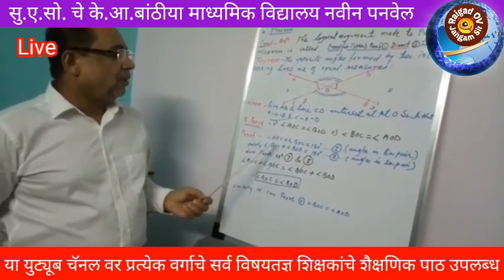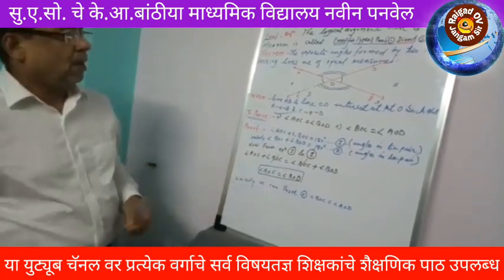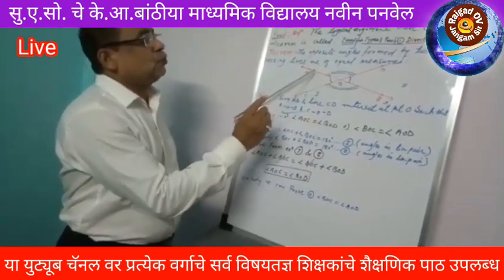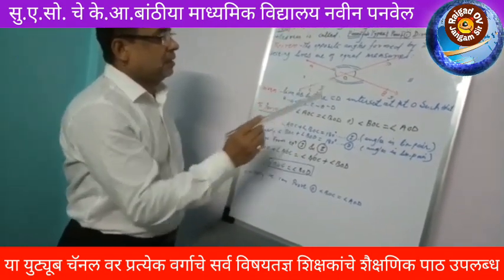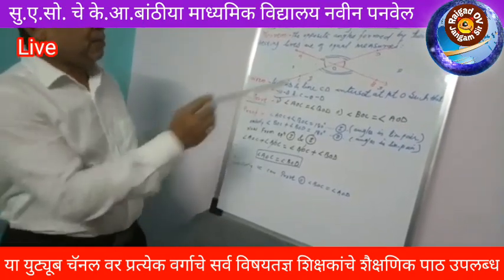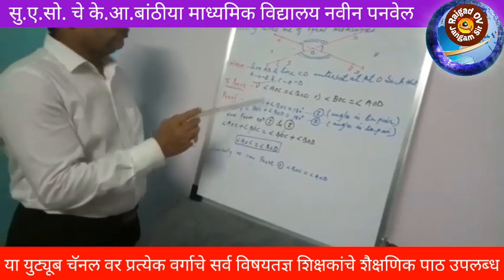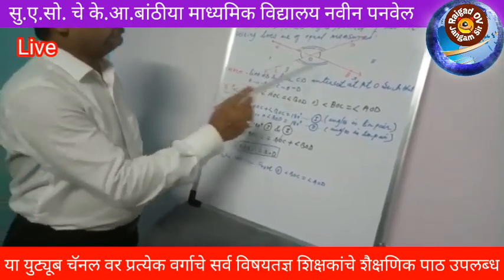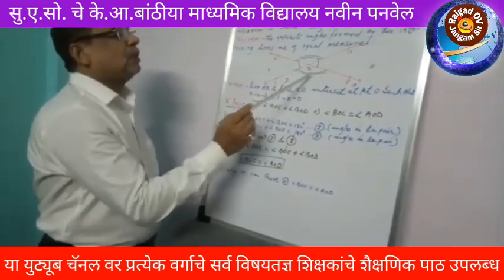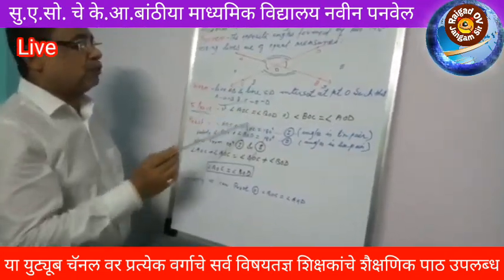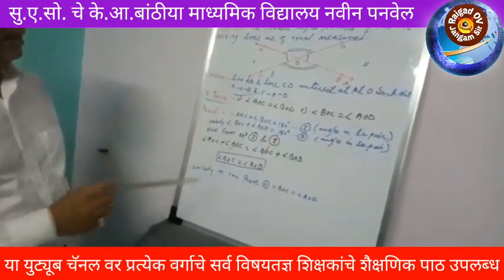From the figure you can see here angle AOC and angle COB, these two angles, this one and this one, their sum is 180. Why 180? Because these two angles are in a linear pair. Similarly, second pair, angle BOC and angle BOD, these two angles are also in a linear pair, and their sum is 180.